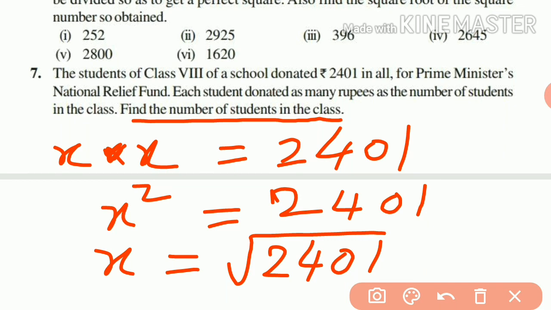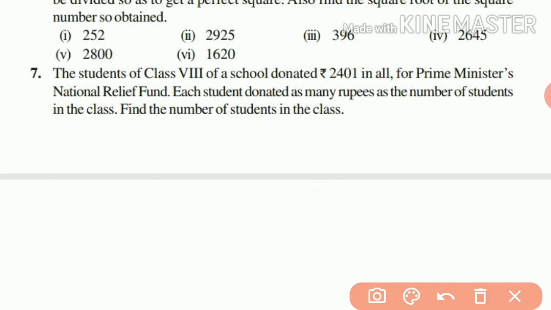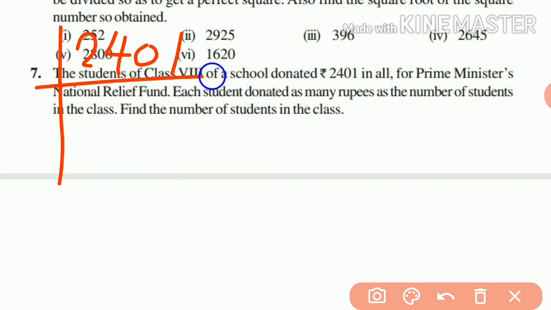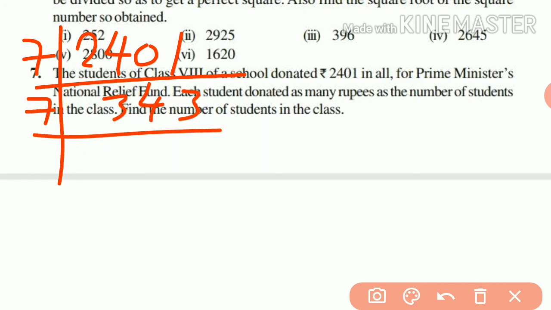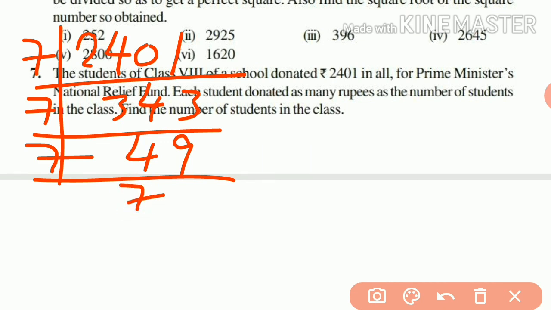Now let's start to find the square root of 2401. We will factorize this. We factorize by 7, then 7 times 3 is 21 and 343, and again by 7, 7 times 4 is 28, 7 times 7 is 49, and then by 7, 7 times 7 is 49, and then by 7 we get 1.